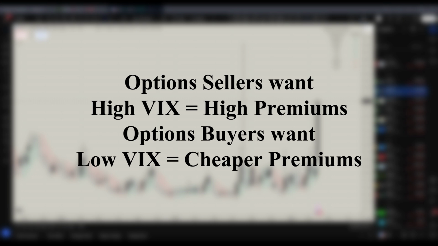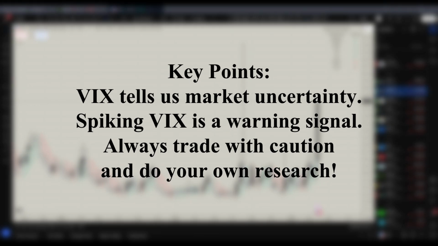Some key takeaways for you guys. The VIX is a reflection of market emotion, specifically fear and uncertainty. It doesn't tell you where the market is going, it's just letting you know there's going to be a lot of choppiness and uncertainty ahead. A spiking VIX is a warning light, but that does not mean you have to run from the market. It just means proceed with caution.